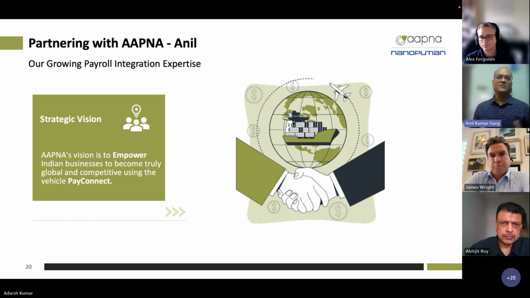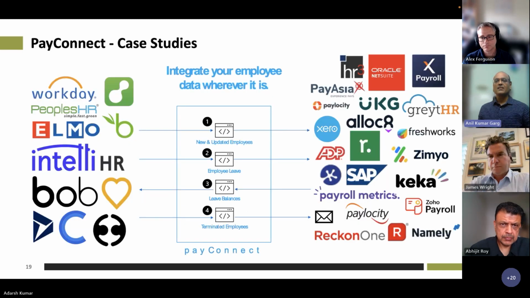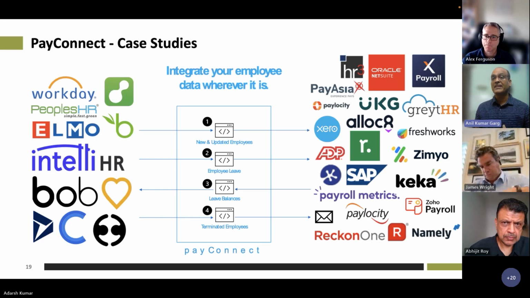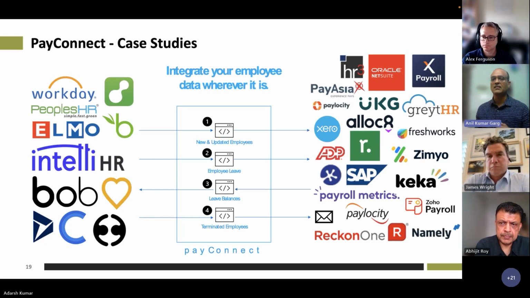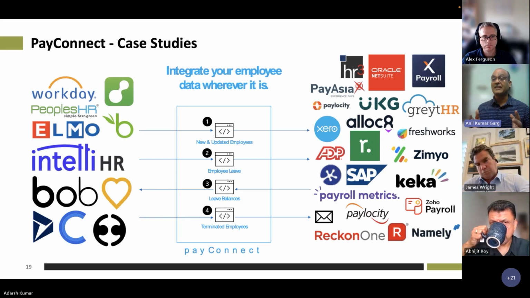So as Apna expands our horizon and reaches out to the dynamic Indian market, we have taken a significant step in understanding the unique needs of the Indian market. In doing so, we have compiled a list of prominent HR and payroll system providers in India, ensuring that our PayConnect platform caters to the diverse requirements of this rapidly growing market. At the right side of this slide, you can see some of these Indian HR and payroll companies, like Greytip, Grey HR, Freshworks, Zimeo, Keka, Zoho Payroll, namely. So we have done a lot of research to understand the needs of the Indian market.